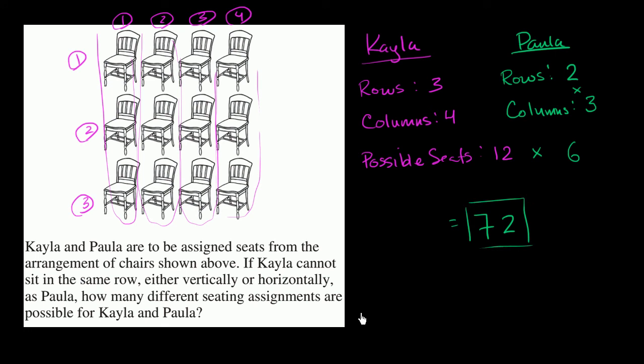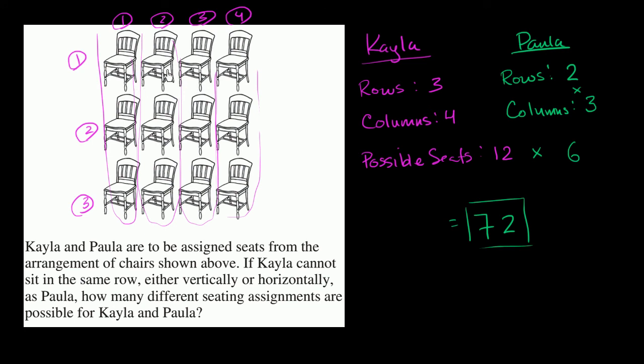And it's good to do a reality check here, because if they didn't put these constraints, how many seating arrangements would there be? Well, Kayla could, once again, pick any one of 12 chairs. And if we didn't put these constraints about Paula, and assuming Paula doesn't sit on Kayla's lap, then Paula would have 11 seats to pick from. So then we would have 12 times 11 possibilities. But we're going to have fewer possibilities because any row that Kayla picks, we have to essentially throw the other 3 chairs in that row out of question. And every column that she picks, we have to take the other 2 chairs out of question.